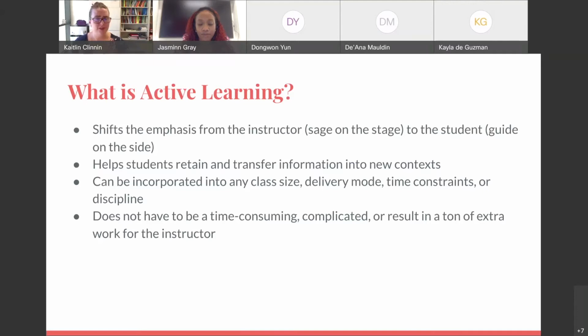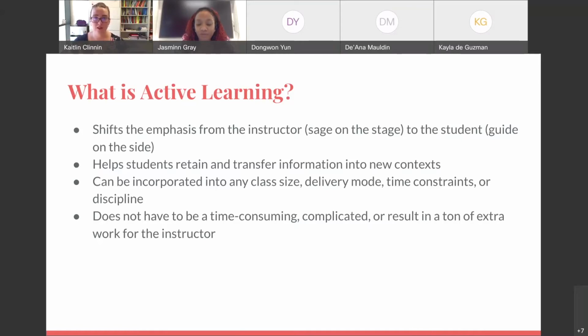We also know that active learning helps students retain information and transfer this information into new contexts, because ideally we want students to take what they've learned in our class and apply it in future classes, or into their personal and professional lives as well.